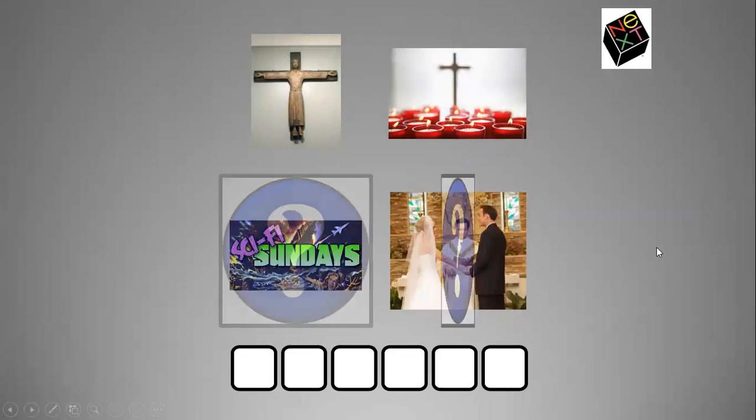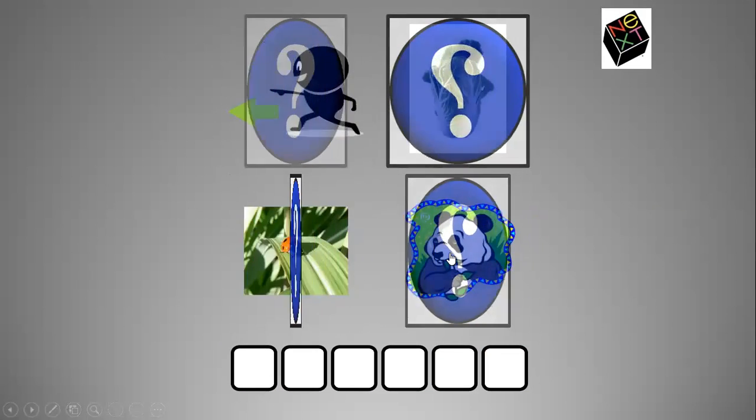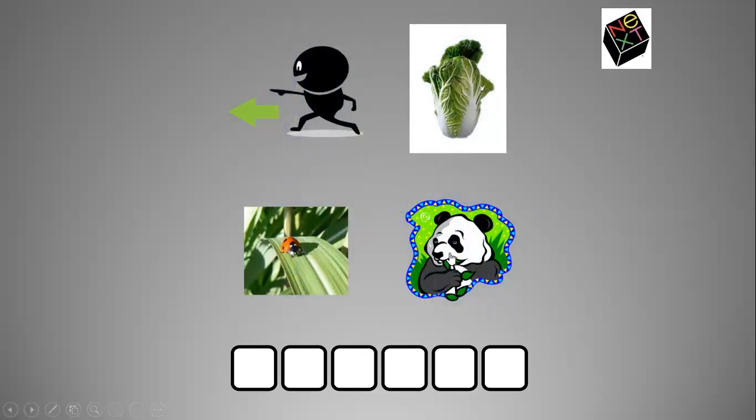What do you think it could be the word? Maybe it's married? Married. No. George? Maybe sure. Let's see if it is church. Yay, very good. Excellent job. Let's see, next one. What about this one? What do you think it could be the word? ¿Cuál creen que puede ser la palabra con estas imágenes? Maybe it's green. Okay, let's see.